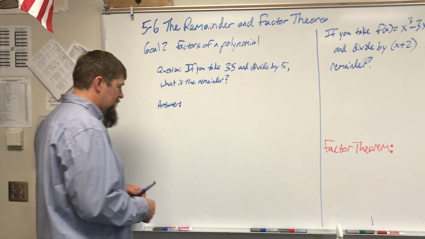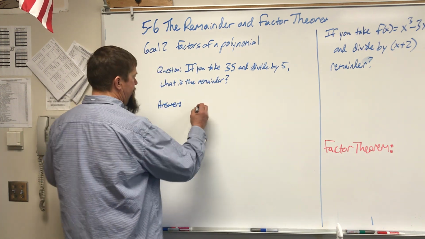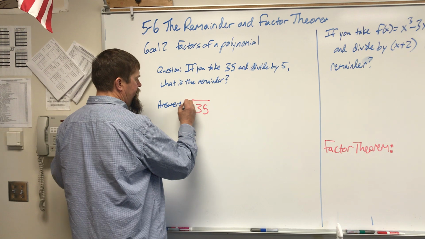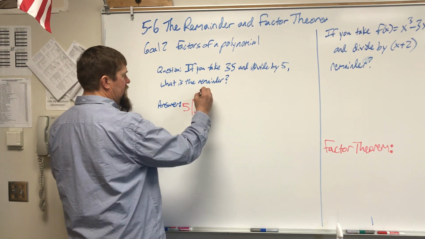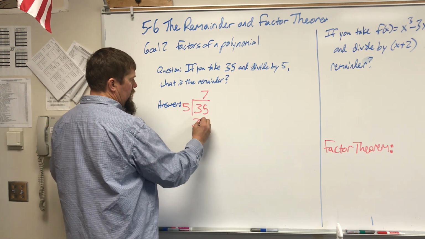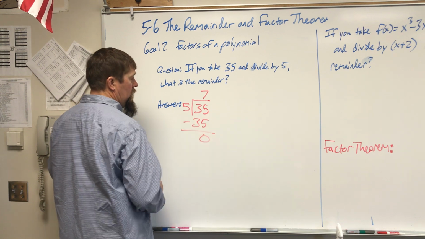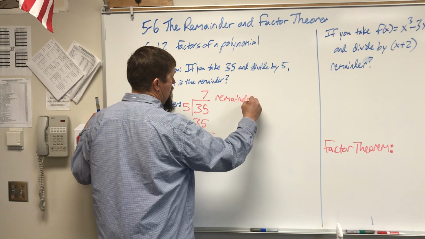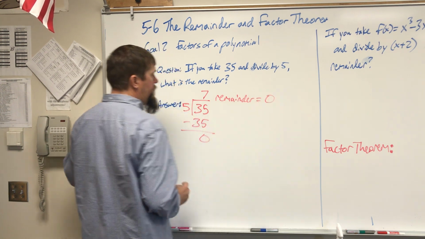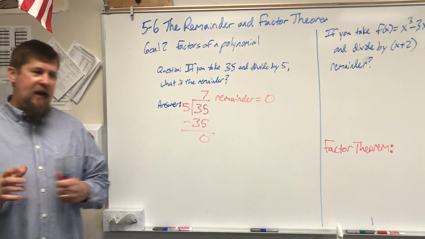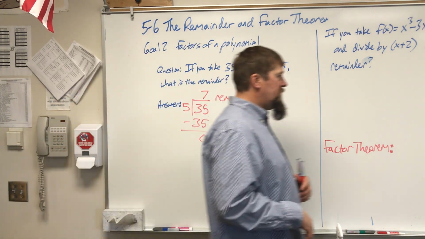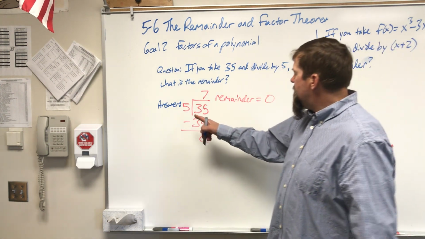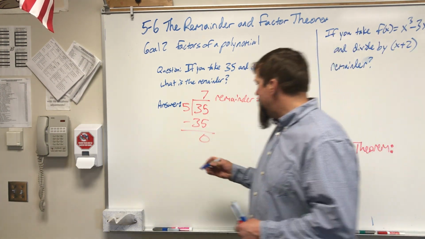Okay, so here's the answer. We take 35 and we divide by 5. It goes in there 7 times. We get 0. So the remainder is 0. Now, the question I have for you is, would you consider 5 to be a factor of 35?